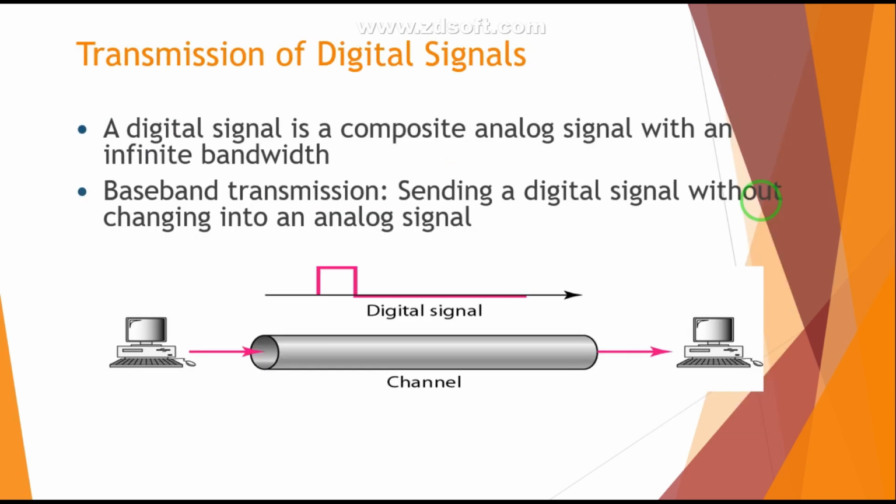Now the transmission of a digital signal, guys. A digital signal is a composite analog signal with an infinite bandwidth. And baseband transmission: what is baseband transmission? When you send a digital signal without changing it into an analog signal, you send it as it is. Then we call it baseband transmission, right?